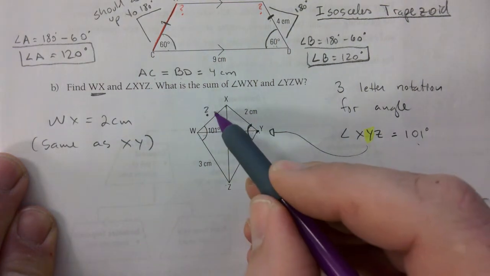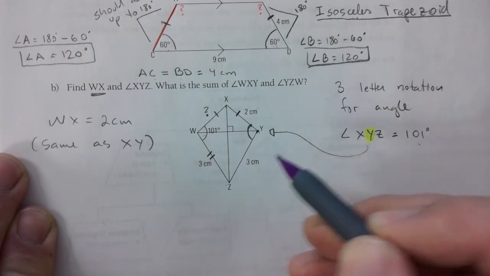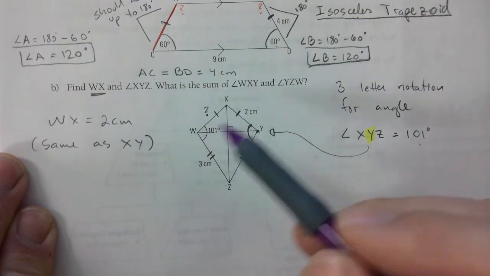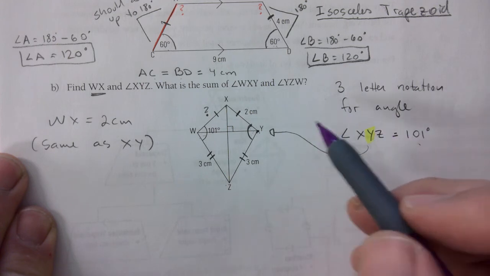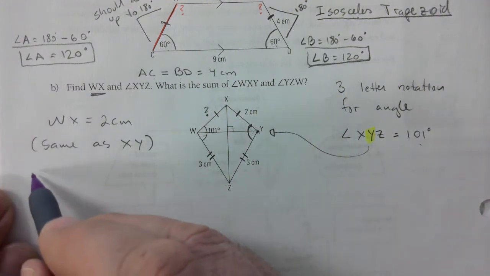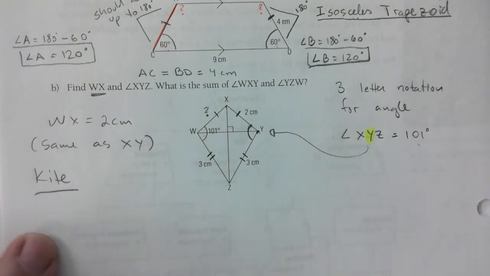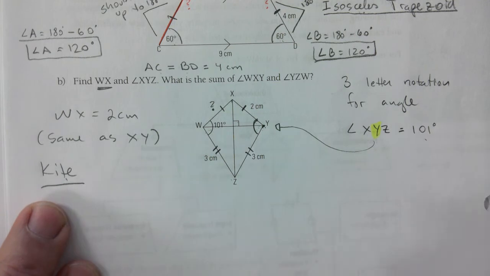Okay, so we know because this is a kite, we know that these two are going to be the same, and we know that these two are going to be the same. Okay, so I'm adding some labels to it, and it meets at a 90 here. So this is a kite. If they ask you for the type of quadrilateral, which they don't, you just say that's a kite.